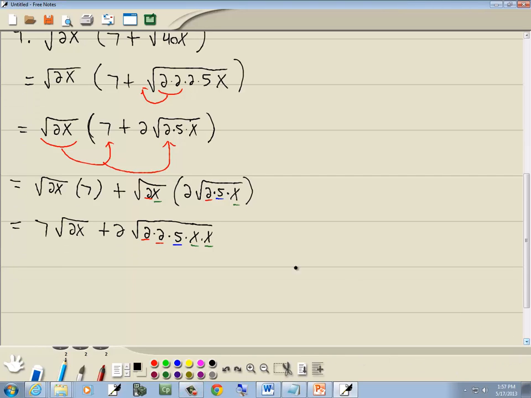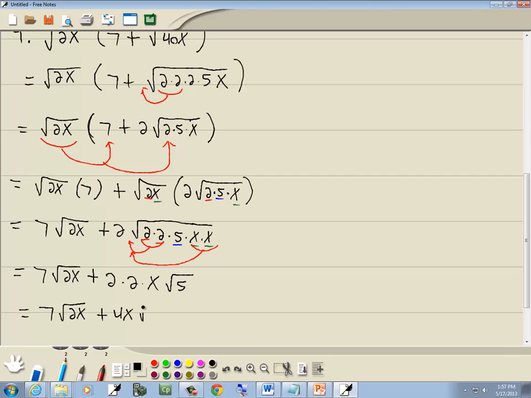The reason I rearranged them as I was writing them down is because we want to simplify our radical now, and we're looking for a pair of somethings. Here's a pair of 2's, so those are going to come out in front as a single 2. And here's a pair of x's, those are going to come out in front as a single x. So this 2 just carries down. This pair of 2's comes out as a single 2, this pair of x's comes out as a single x, and we're left with a 5 inside. So we've got 7 square root of 2x, 2 times 2 is 4 with an x, square root of 5. Obviously these radicals aren't alike, so we can't combine those together at all, and that would be our answer.